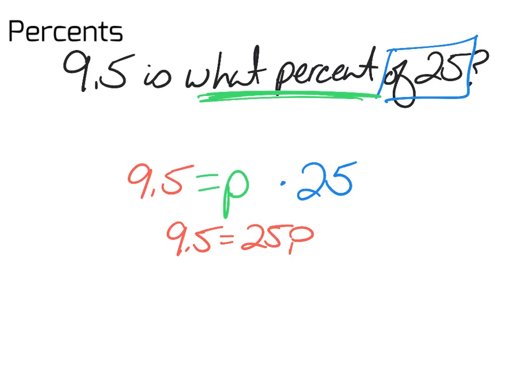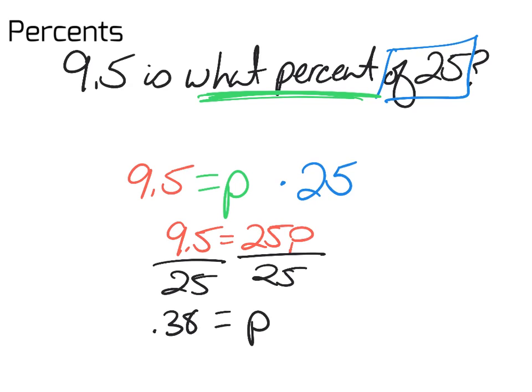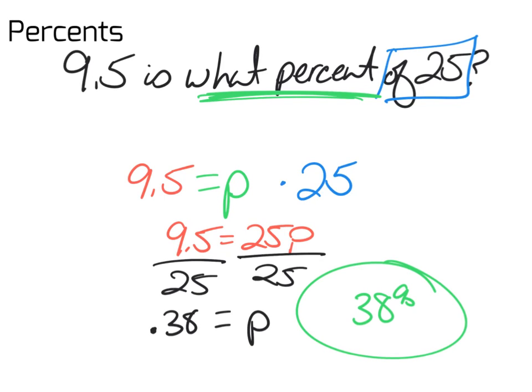Okay, so to get my P alone, I'm going to divide by 25. So 9.5 divided by 25 is 0.38. So P equals 0.38. But remember, I'm solving for P. So when I'm solving for P, I need to make it look like a percent. So I'm going to get 38% as my answer. So 9.5 is 38% of 25.